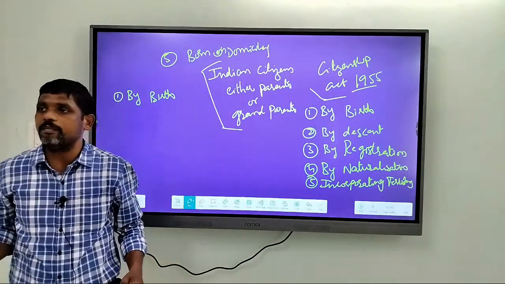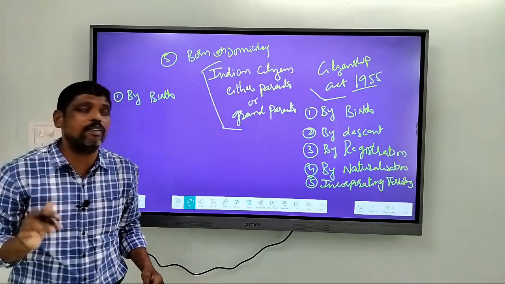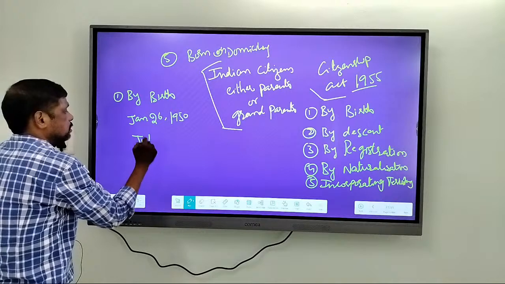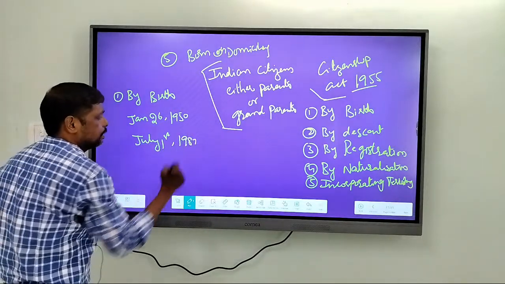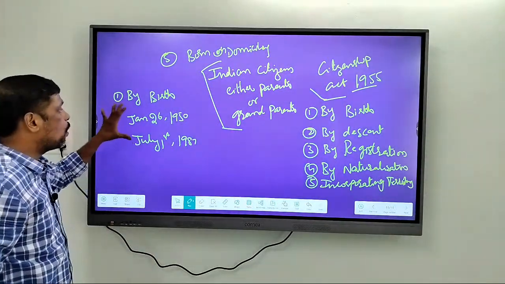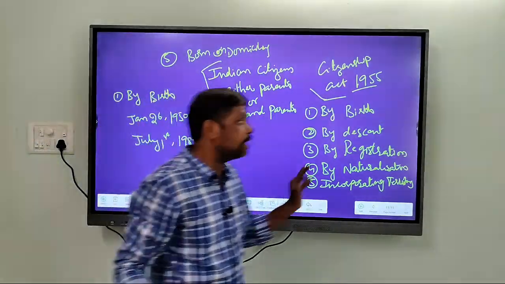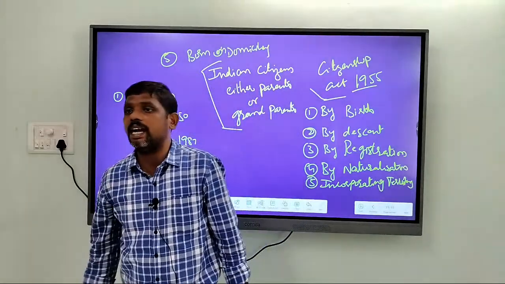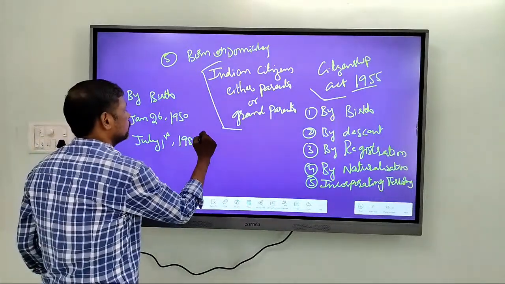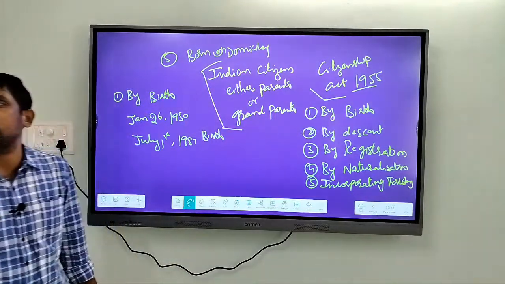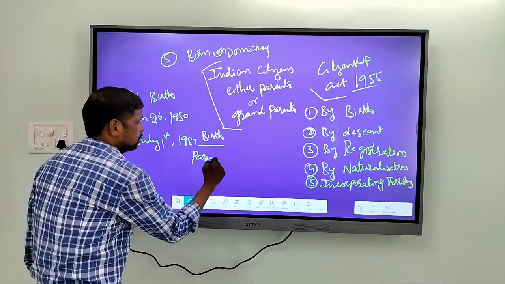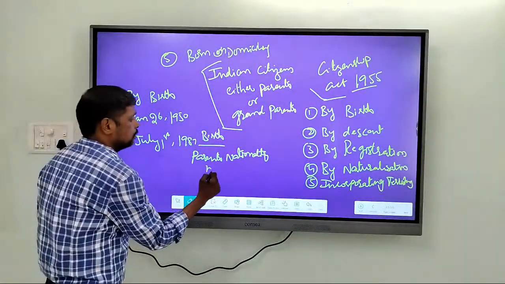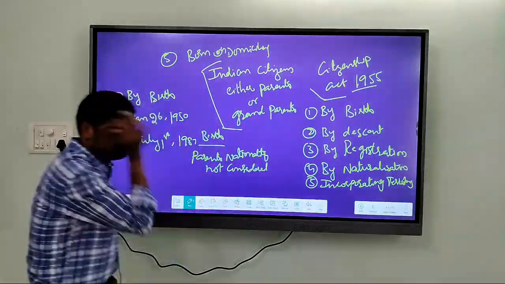According to the Citizenship Act of 1955, all those individuals who are born in India between January 26, 1950 and July 1st, 1987 are treated as Indian citizens just by birth, irrespective of the nationality of the parents. So it is just by birth that the individuals are treated as citizens of India. The parents' nationality is not considered. It is just by birth.